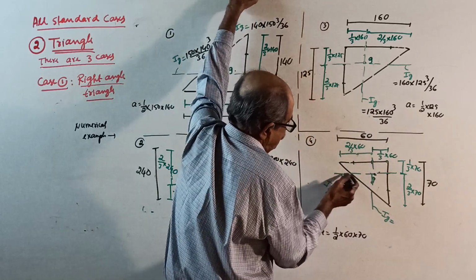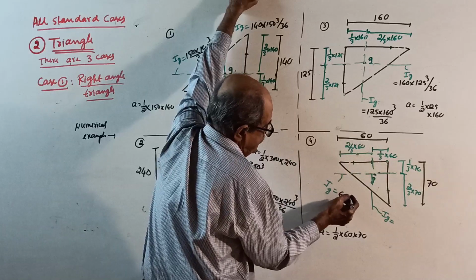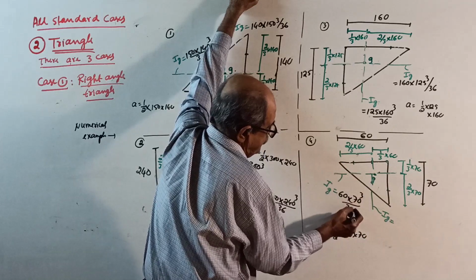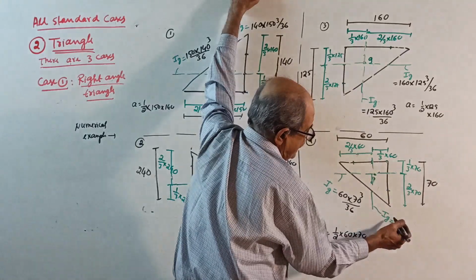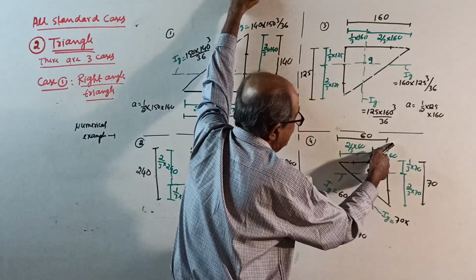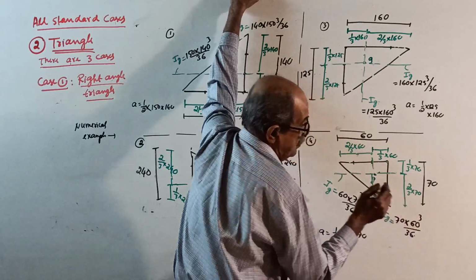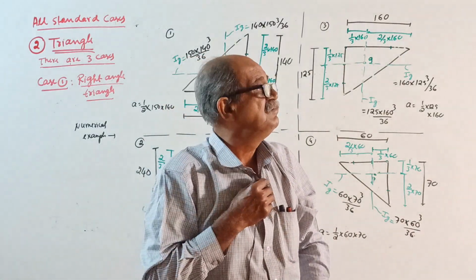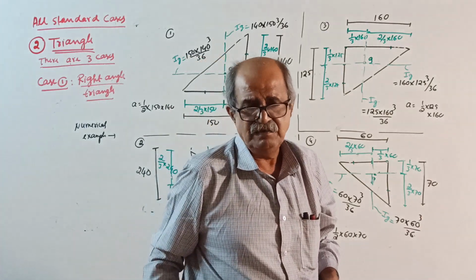For this axis, parallel is 60: 60 into 70 cube by 36. For this axis, parallel is 70: 70 into 60 cube by 36. So now your difficulty for the right angle triangle is over. Okay, now come to the second case, isosceles triangle. I write it.